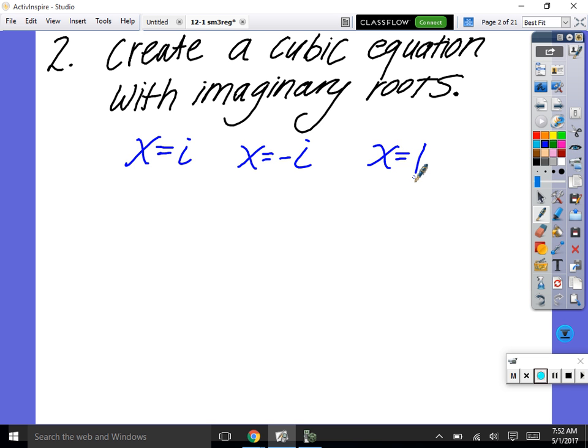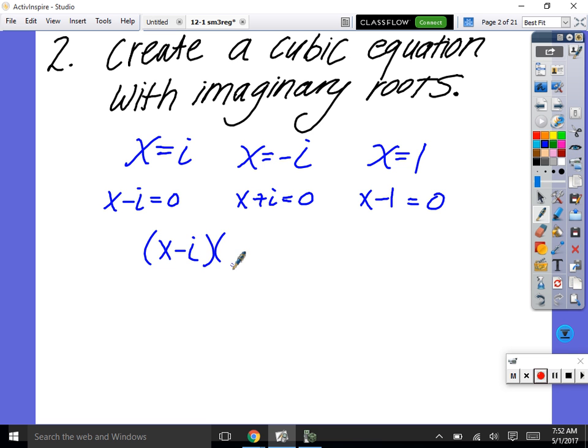And now you work backwards. So you would subtract to make it equal to 0. So you have x minus i equals 0, x plus i equals 0, and x minus 1 equals 0. Before they were split apart, they were multiplied together. So you have (x minus i)(x plus i)(x minus 1). Would it be smart for me to multiply these two together first? Yes, because we always multiply conjugates together because the middle terms cancel out, right?